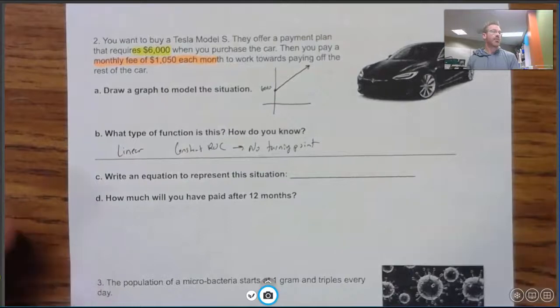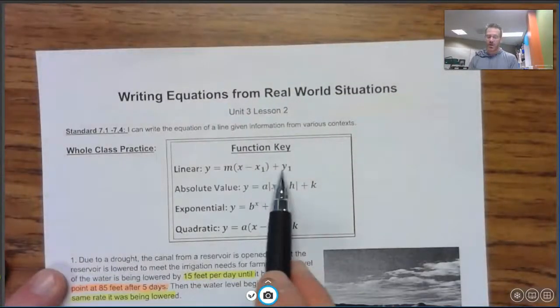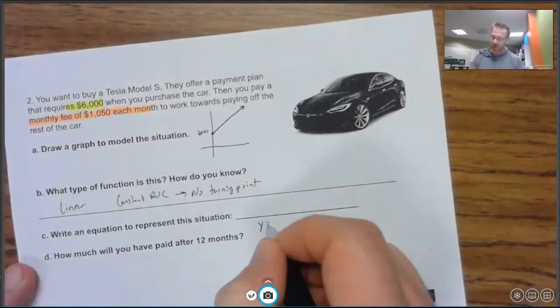All right, so now write an equation. Once again, when we go back to our model here, we need two things, and I'll write it right below here.